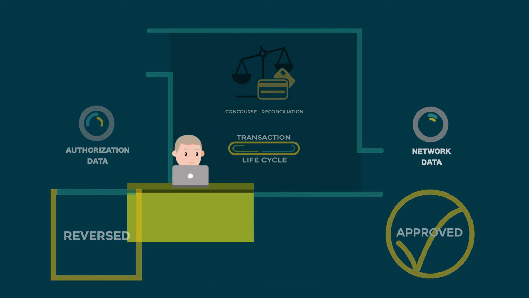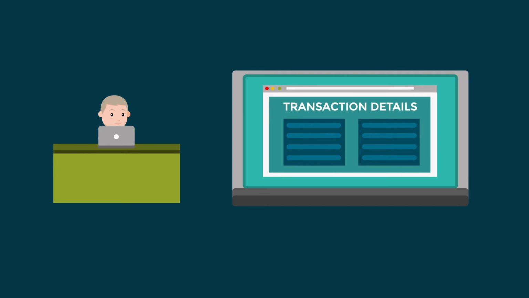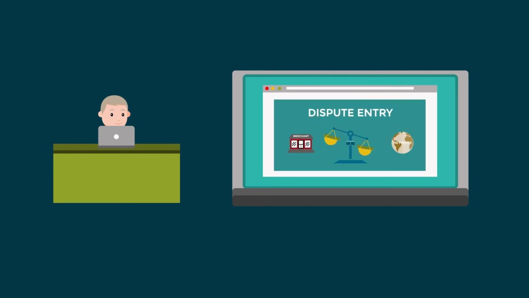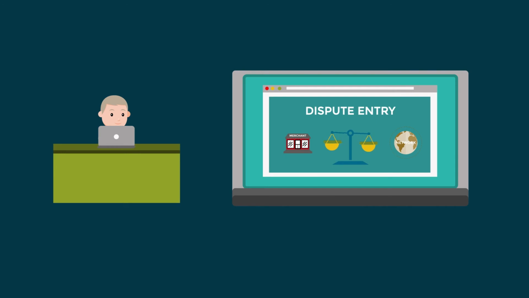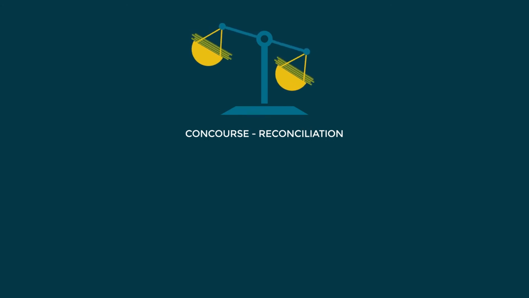Because Mark has access to the transaction details and the reason for the discrepancy, he quickly researches and creates a dispute entry to correct the out-of-balance condition between his client and the network. This is just one example of how Concourse Reconciliation automates the reconciliation process.